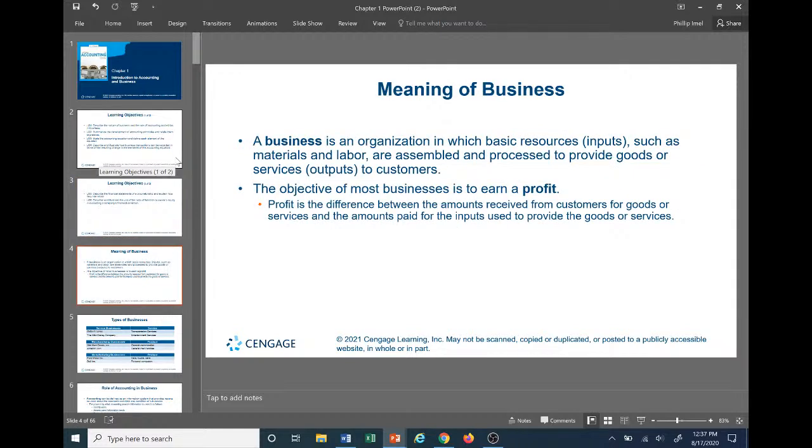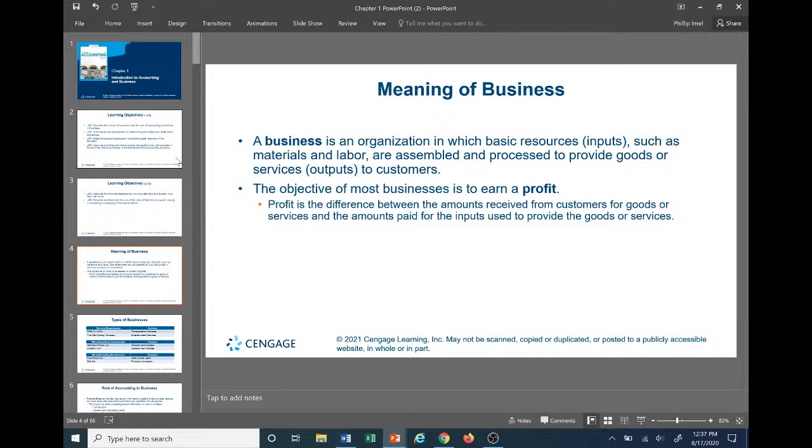What is the meaning of a business? I think everyone probably knows what a business is by this point in their life, but a business is an organization which takes basic resources known as inputs, like materials and labor, and turns them into either a good or a service and provides outputs to the customers or the general public. So that's what a business is.